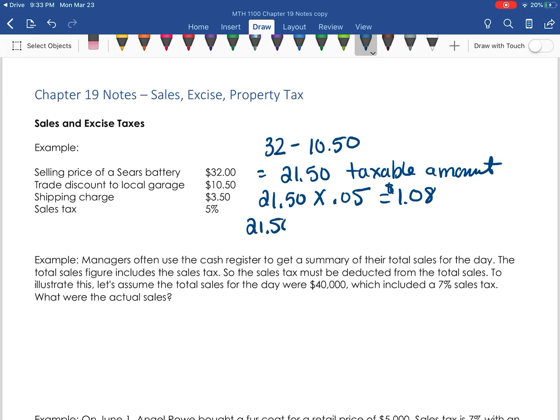So now we have $21.50 plus the tax of $1.08. And while we're adding, we also have to add in the shipping charge. And that will give us a total of $26.08. And that is with the shipping and with the tax.